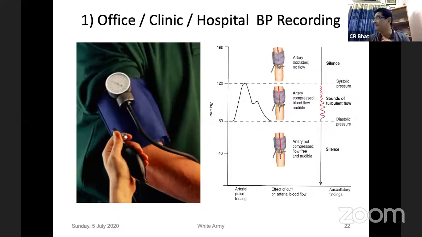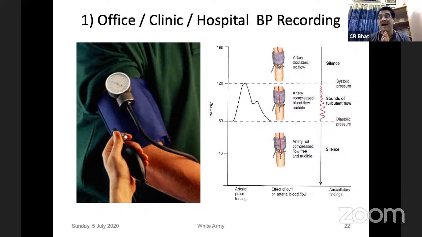Otherwise, a mercury BP apparatus or, in the current day, digital blood pressure monitoring systems are available. It should be calibrated periodically. It should be accurate. Okay. Now we know how to tie the blood pressure cuff.